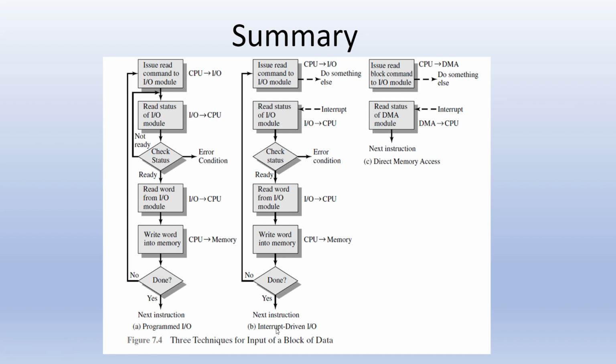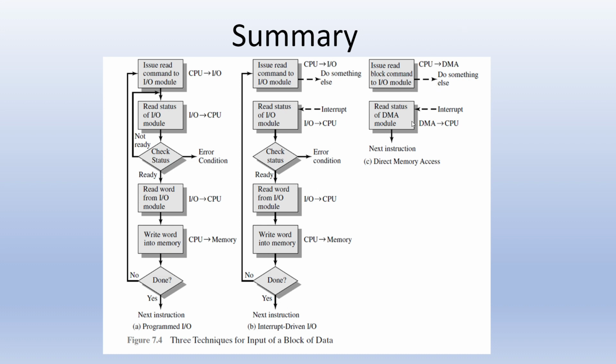Then second is the interrupt-driven I/O. In interrupt-driven I/O, the CPU will check the I/O module and then move on. The CPU will go back to do the thing it was doing earlier. When the I/O module is ready and the data is loaded, it will interrupt the CPU and say that I am ready, now you can load the data from me, and then the CPU will process it into its memory. And when that's done, it will move to the next instruction.